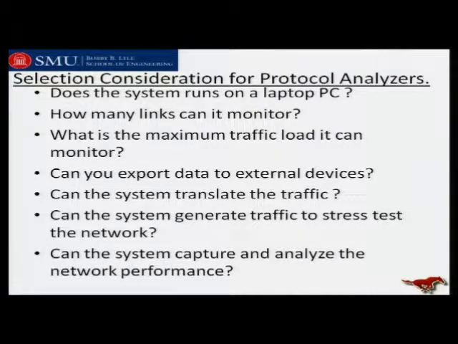Can the system translate the traffic? That means, can the system convert information from hexadecimal to ASCII? Can the system generate traffic to stress test the network? And finally, can the system capture and analyze network performance?